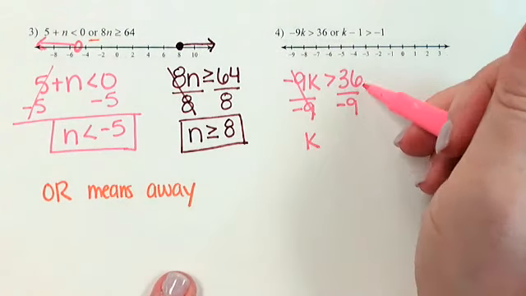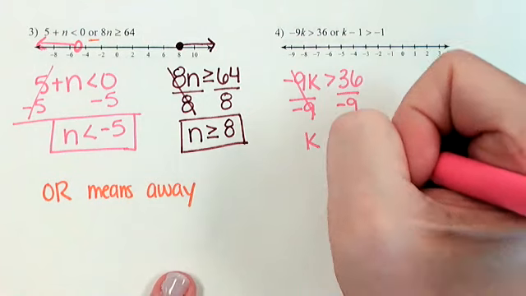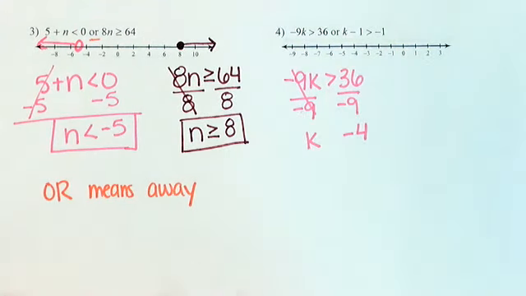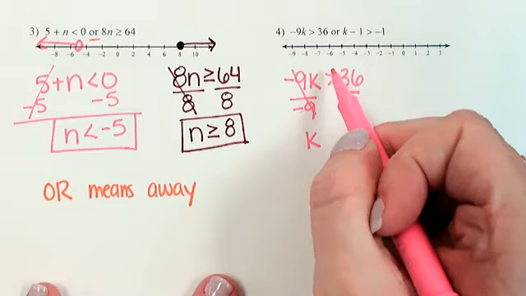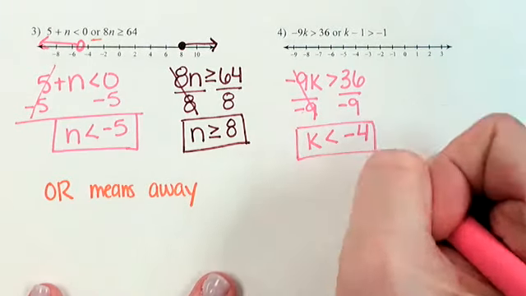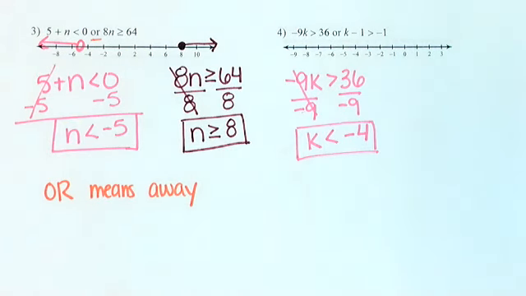So k, 36 divided by negative 9 is negative 4. But we divided both sides by a negative. And when you do that, you have to flip your inequality symbol. So instead of it opening this way, it's going to open that way. And so we have k is less than negative 4 is our answer for the first half.